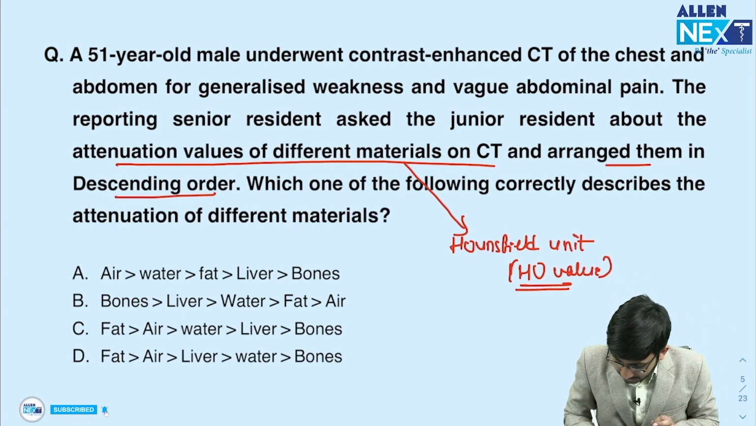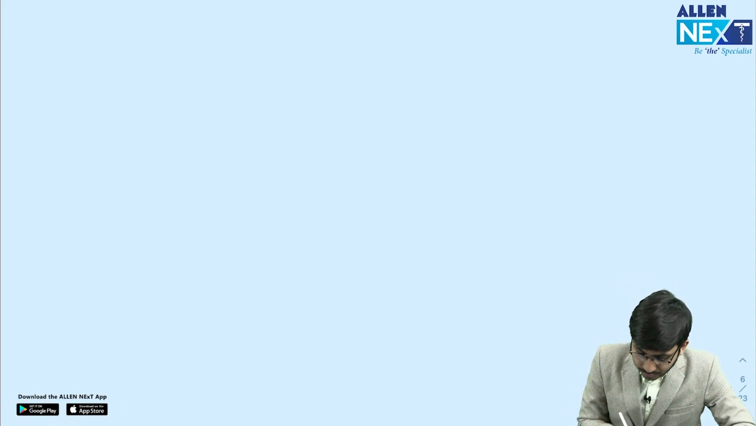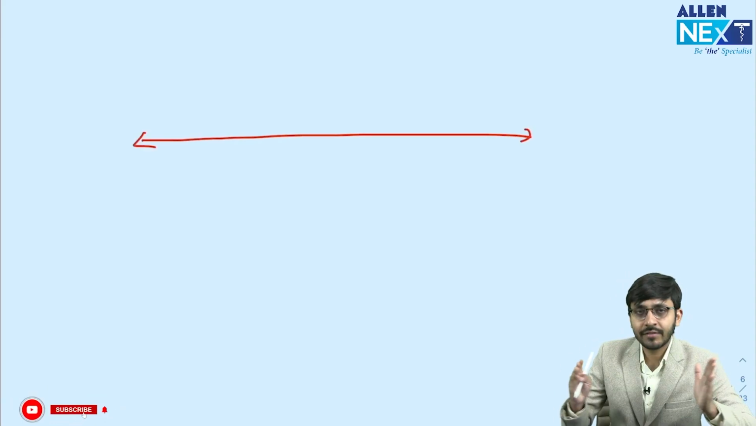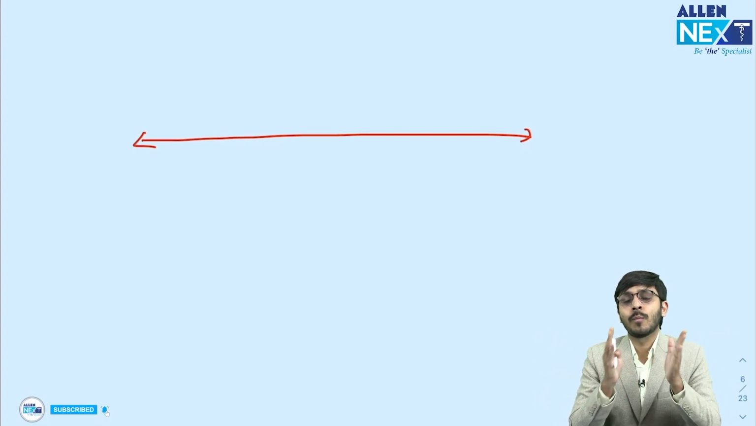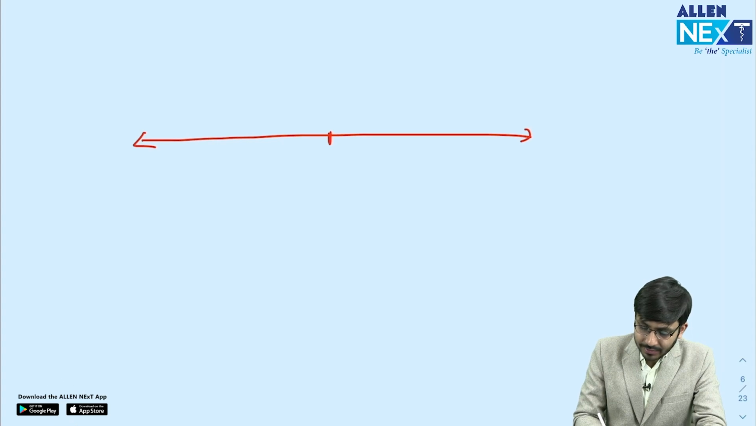Now, what are the various HU values of different materials on a CT? If we plot the attenuation values of the common materials on CT in a line, we take the reference value of 0 HU as water.